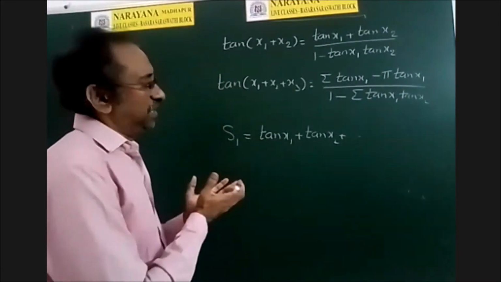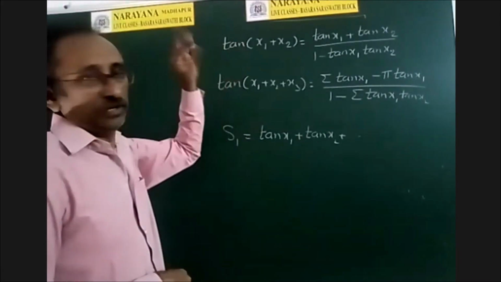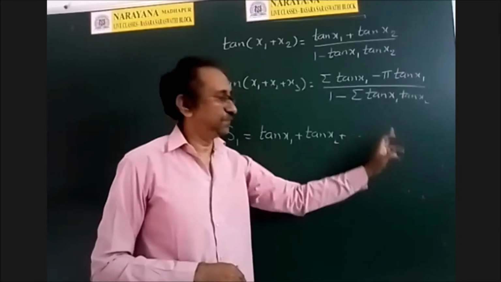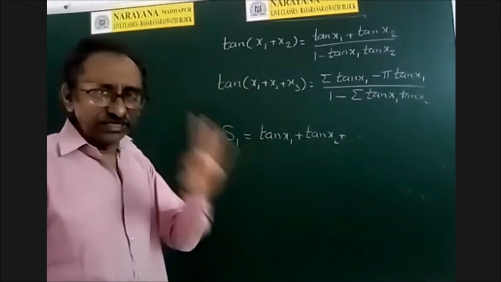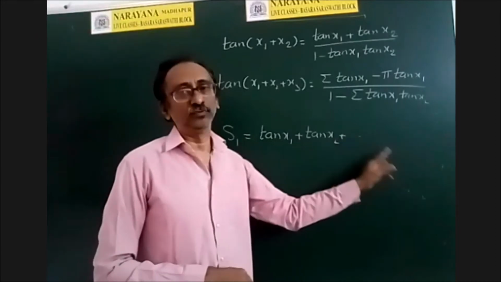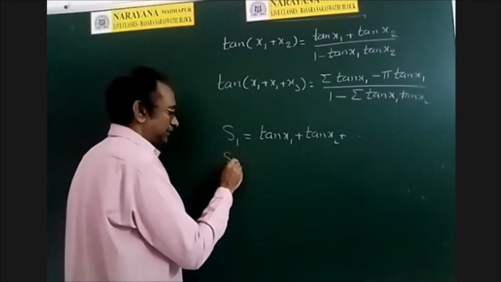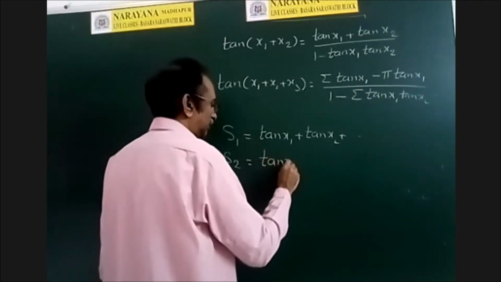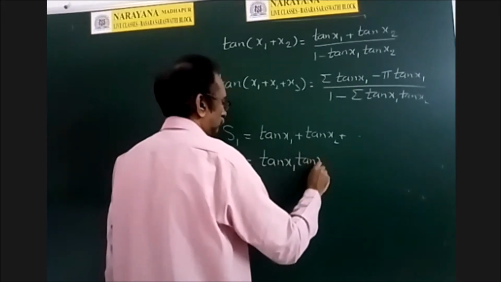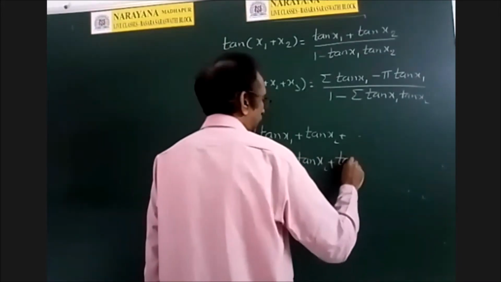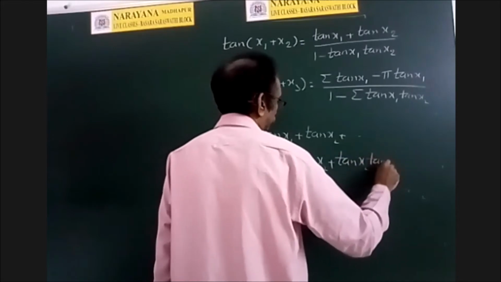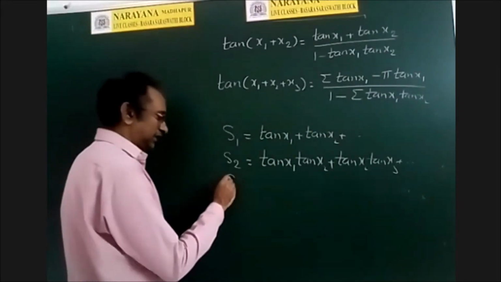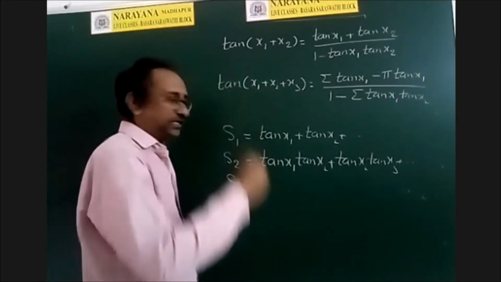So how many are there? Their sum should be written. Suppose there are 5: x1, x2, x3, x4, x5. Then S1 means tan x1 plus tan x2 plus tan x3 plus tan x4 plus tan x5. Suppose only 3, then S1 is tan x1 plus tan x2 plus tan x3. Then what is S2? The sum of the products taken two at a time. That is tan x1 into tan x2 plus tan x2 into tan x3 plus so on.